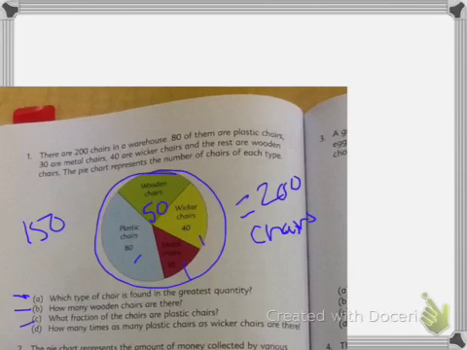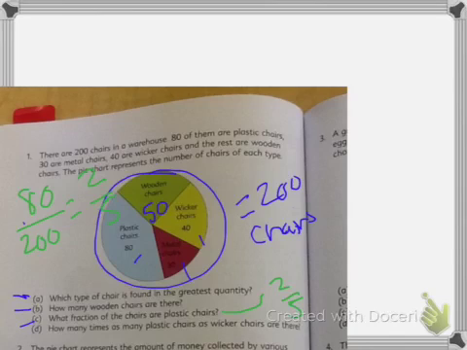For letter C, which fraction of the chairs are plastic chairs? Now you have to remember your studies from fractions. Remember, fractions is parts to wholes. So if there's 80 plastic chairs out of how many total? 200. So 80 over 200, and of course we can simplify that. And that would get us 2/5. So what fraction of the chairs are plastic? 2/5. We could say 80 over 200, but really we want to do simplest form.